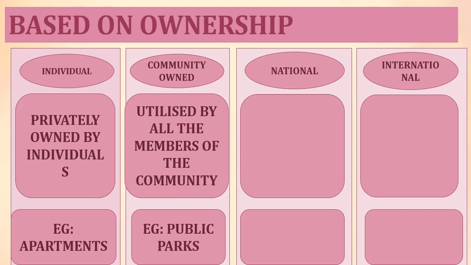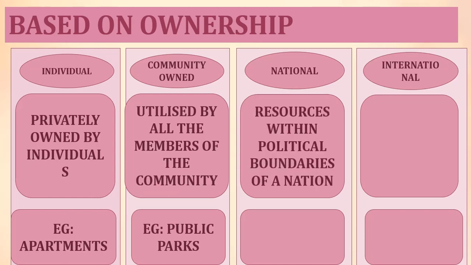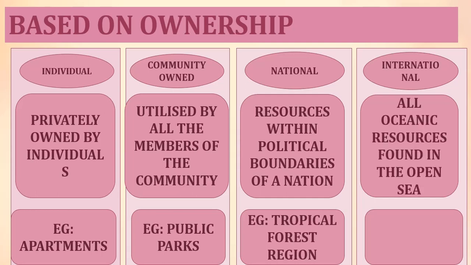Example, public parks. National resources are those resources within the political boundaries of a nation. Example, tropical forest region. And international resources are those which are found in the open sea. Example, ambergris.